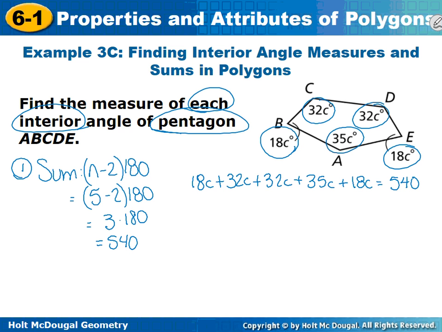Okay, so now we need to add all our like terms. What is 18 plus 32 plus 32 plus 35 plus 18? 135C equals 540. So now we're just solving this algebraic equation. What do I do to solve for C? Divide by 135. What do we get for C? 4. Okay. Is that our answer?